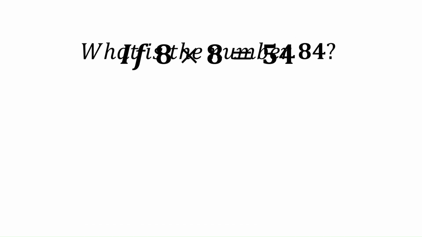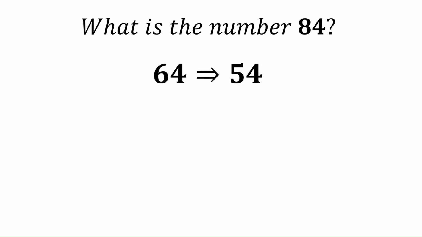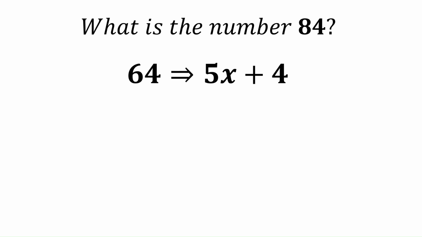Let's simplify the left-hand side. 8 times 8, which is 64. This means 64 corresponds to 54 in our problem world. To figure out what base is being used, let's split 54 in the same way we would split 24 to represent its base. Split it into its separate digits and stick an x next to the 5 to represent one unit of the base. We now have an equation in terms of the base x, which we can solve.